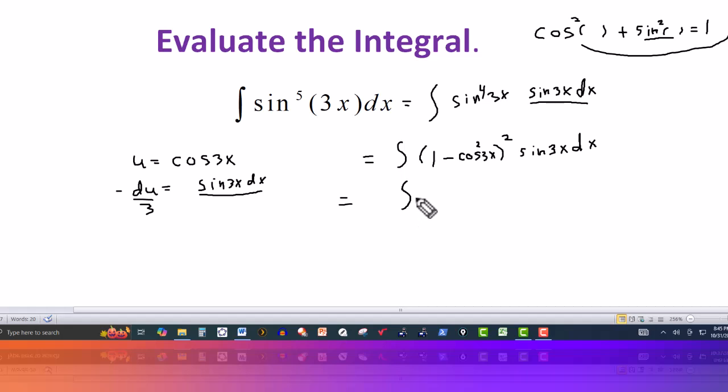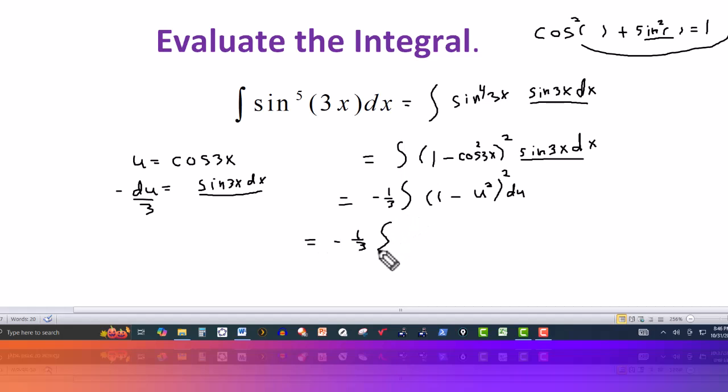The next step here then would be the integral of 1 minus, and then cosine, remember, is u. So this cosine squared of 3x here, I can replace by u squared. That's in here. But then I still have a square outside this parenthesis, so I have a square right there. And then this part right here, the sine of 3x dx, is minus du. So this will be du. And then the minus 1/3, I can put right here in front of the parentheses, so I can take it outside the integral and write it out here. I got that.